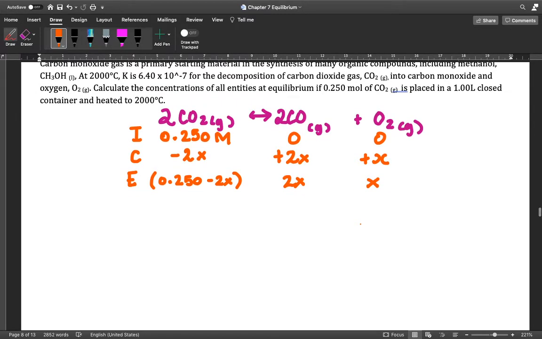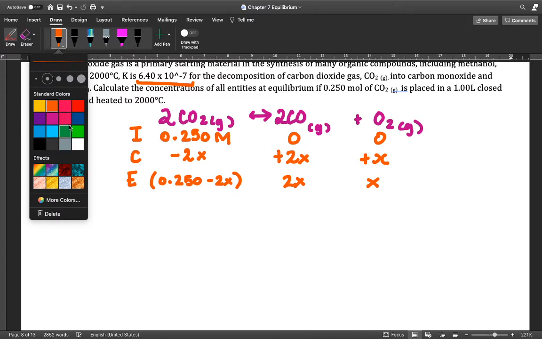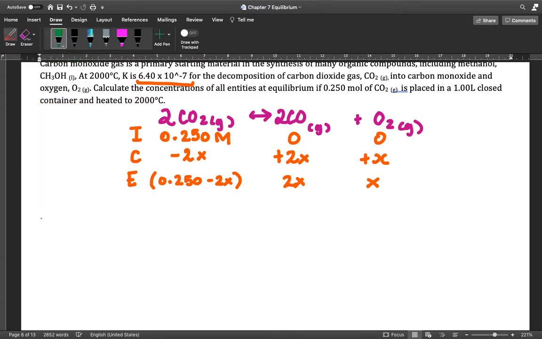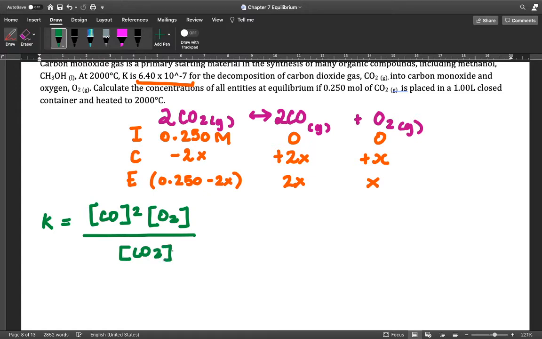Again, in this question, we are given our K value, so we can use that to find our value of x by writing our equilibrium constant equation, right? So our K is equal to CO to the power of 2 times O2 to the power of 1, divided by CO2 to the power of 2.